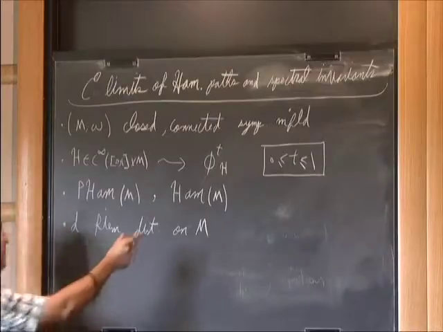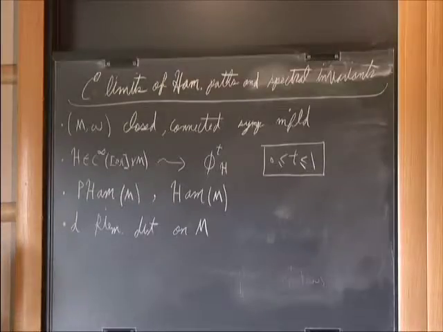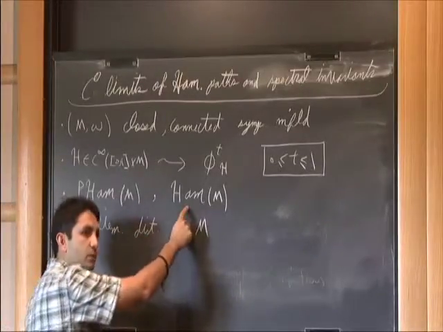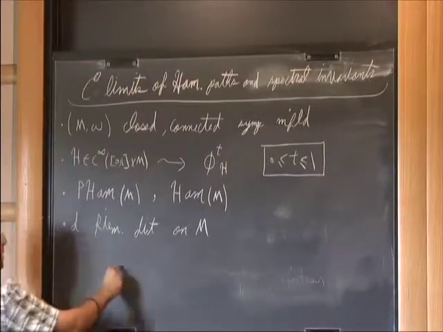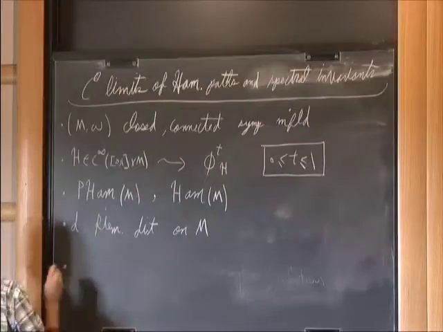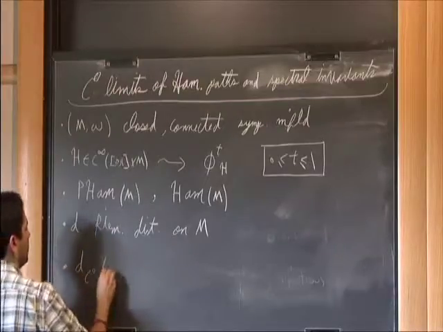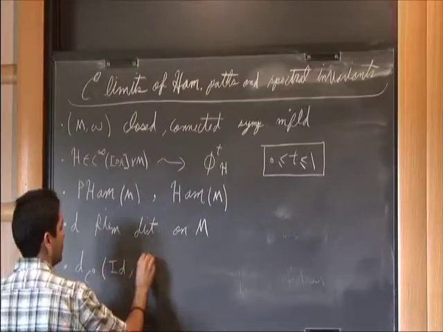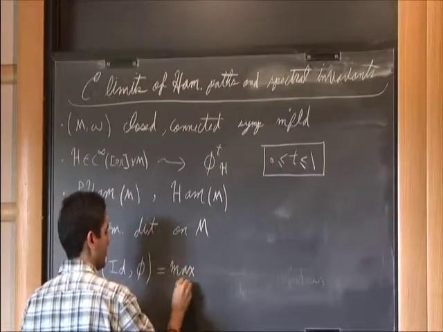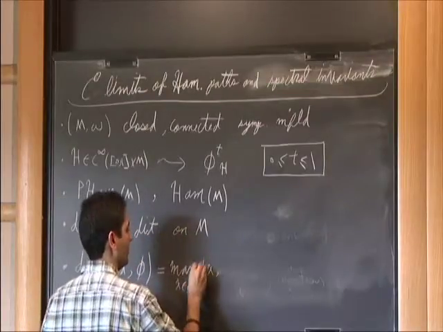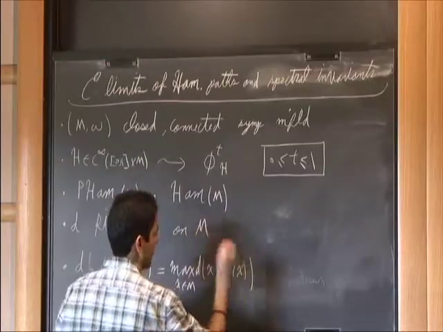So this is what I mean by Hamiltonian path. And PHam(M) is my notation for the space of Hamiltonian paths. And Ham(M) is the group of Hamiltonian diffeomorphisms, which are just the time 1 maps of such paths. Let d be a Riemannian distance on M. Using this distance d, I'm going to define the C0 distance on Ham. First, say you've got a single Hamiltonian diffeomorphism phi. I define its C0 distance to be the maximum distance between x and phi of x as x ranges over the manifold.